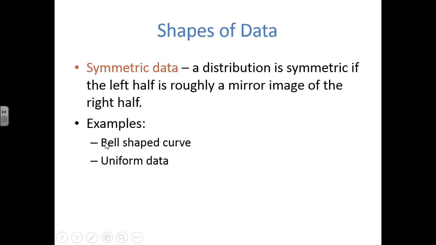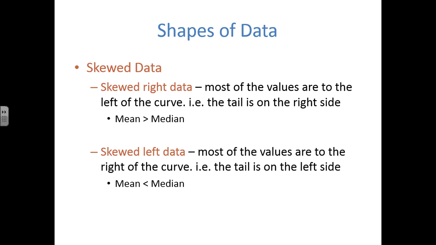Examples of symmetric data are the bell-shaped curve, sometimes known as the normal curve, and uniform data, which takes on the look of a rectangle. So it's a histogram where all of the classes have the same frequency, or approximately the same frequency. Sometimes data is not symmetric, though, and it is skewed to one side or the other.